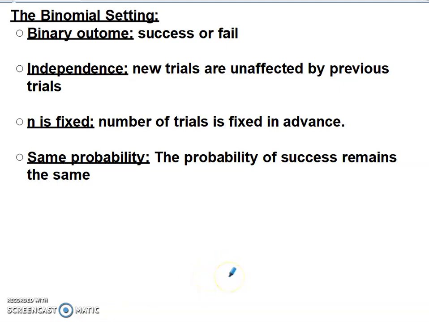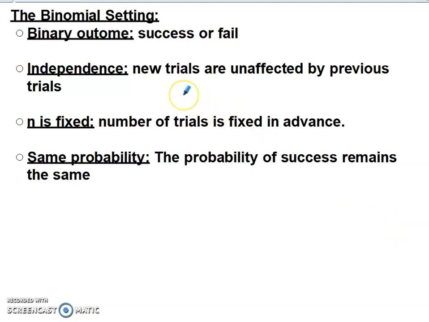The binomial setting requires 4 conditions to be satisfied. You have to be in a spot where your trials involve a binary outcome. You win or you lose. You flip a coin, it's either heads or it's tails. You guess on a multiple choice question, you're either right or you're wrong. So there has to be a binary outcome.